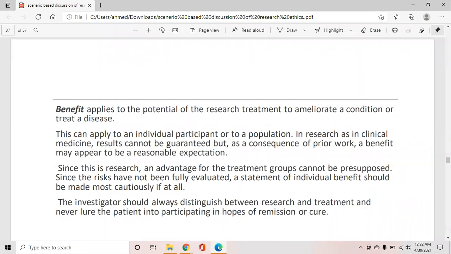Benefit applies to the potential of the research treatment to ameliorate a condition or treat a disease. This can apply to an individual participant or to a population. In research, as in clinical medicine, results cannot be guaranteed, but as a consequence of prior work, a benefit may appear to be a reasonable expectation. Since this is research, an advantage for the treatment groups cannot be presupposed. Since the risk has not been fully evaluated, a statement of individual benefit should be made cautiously, if at all. The investigator should always distinguish between research and treatment and never lure the patient into participating in hopes of remission or cure.